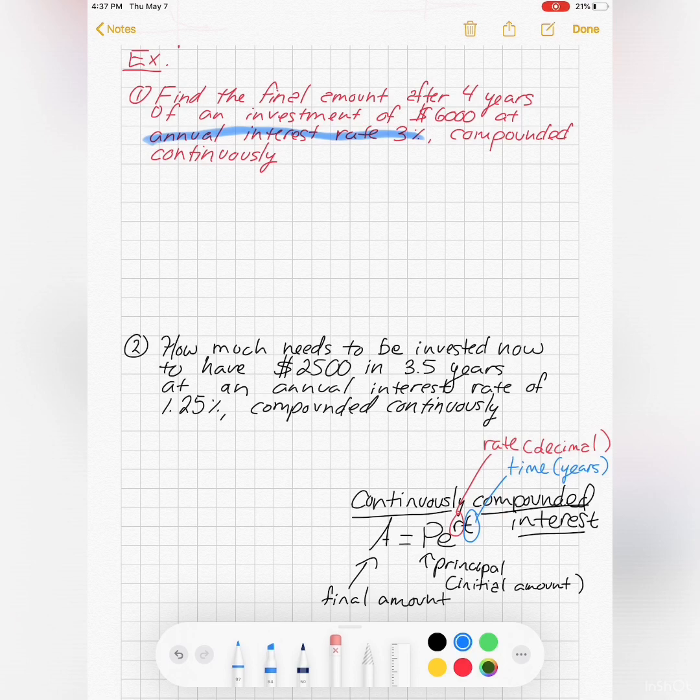So let me try setting up this formula for number 1 here. Find the final amount after 4 years of an investment of $6,000 at an annual interest rate of 3%, compounded continuously. So the initial amount, $6,000. The interest rate is 3%. The time is 4 years. So actually, that's a nice test answer.